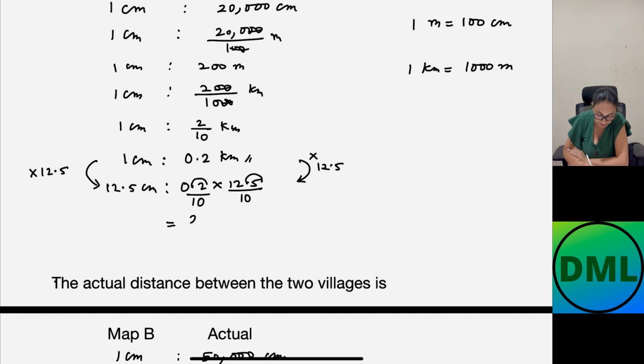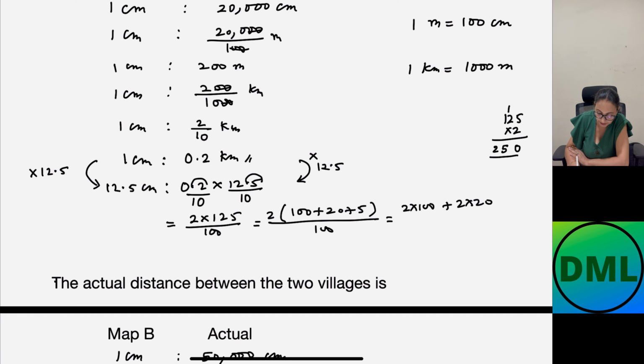The another method is you split 125 into 100 plus 20 plus 5 over 100. This will be written as 2 times of 100 plus 2 times of 20 plus 2 times of 5 over 100. That will be equal to 200 plus 40 plus 10 over 100. 200 plus 40 is 240 plus 10 is 250. So the answer is 250 by 100.